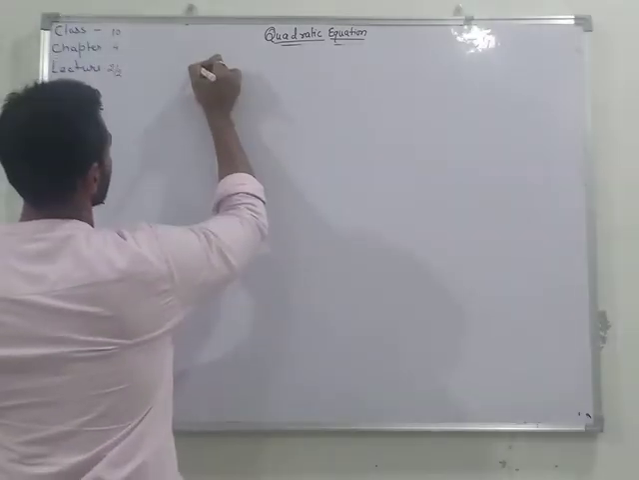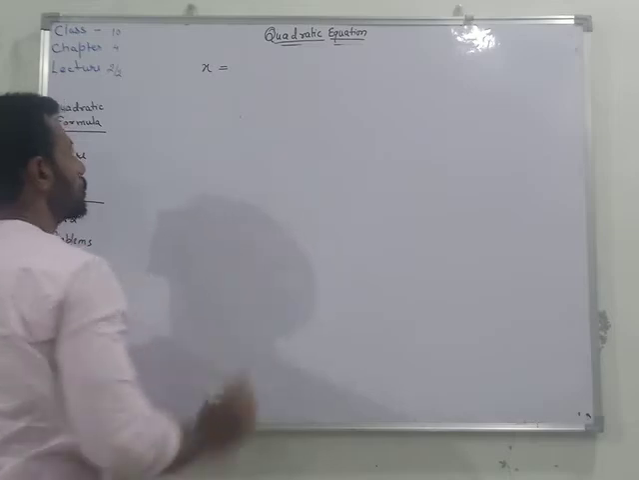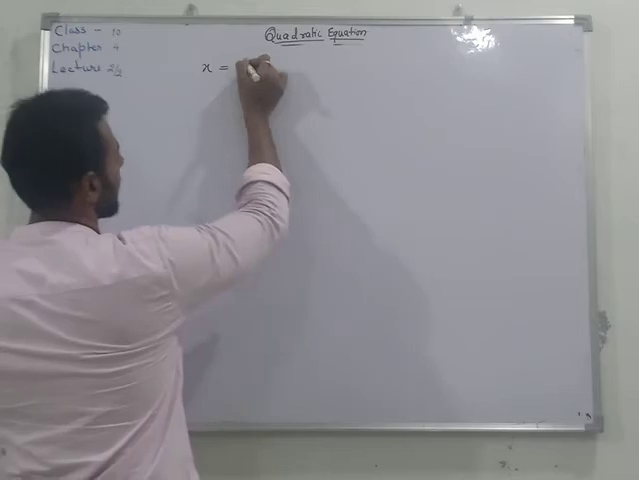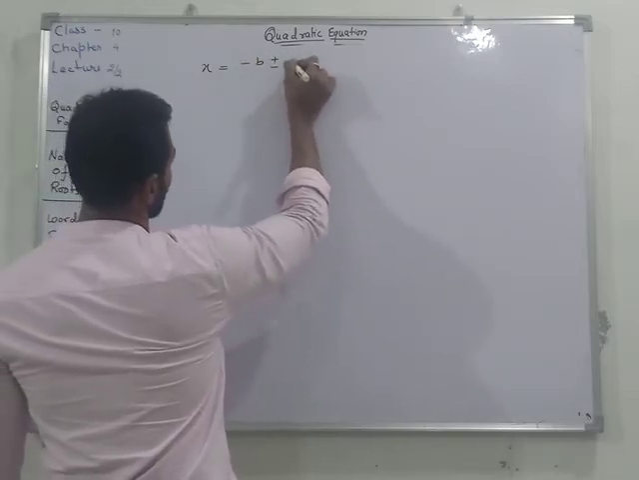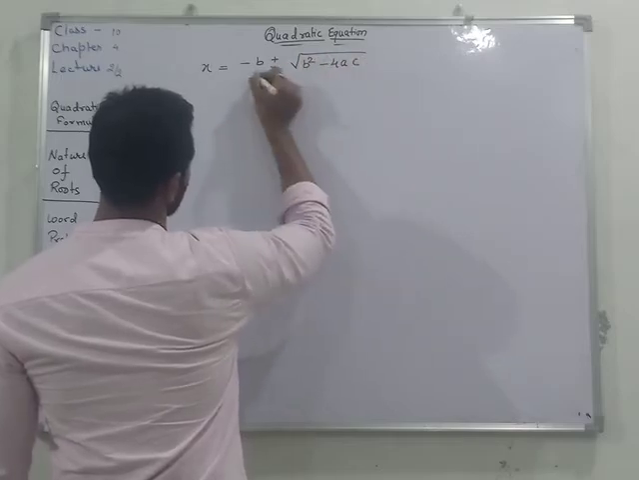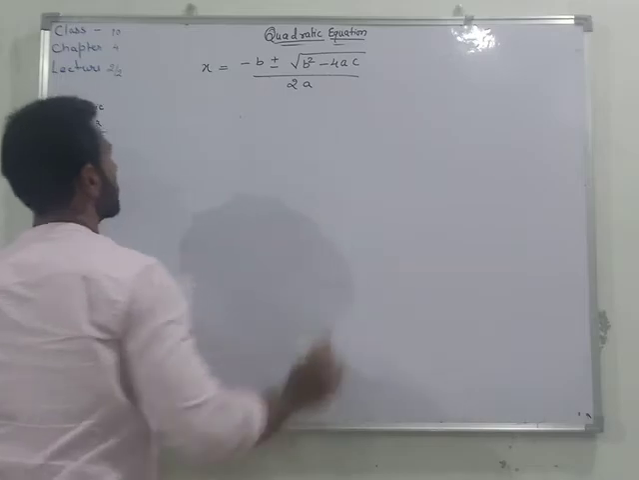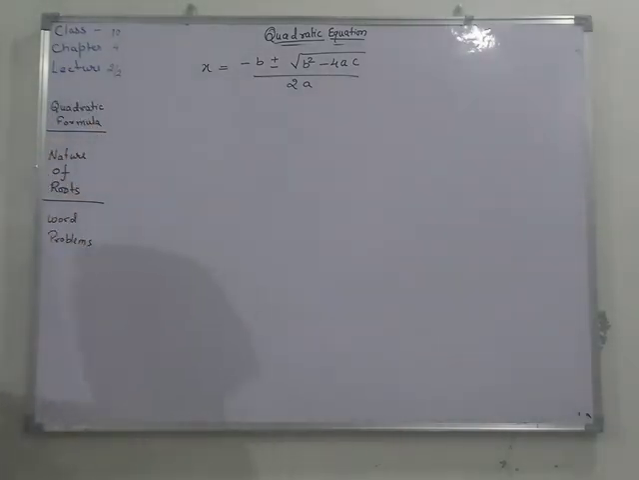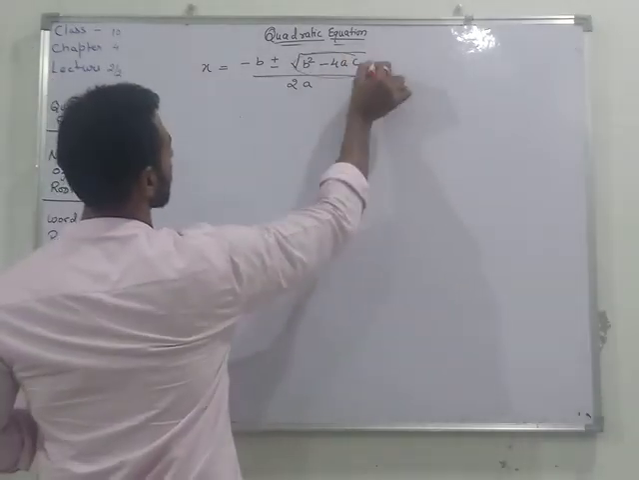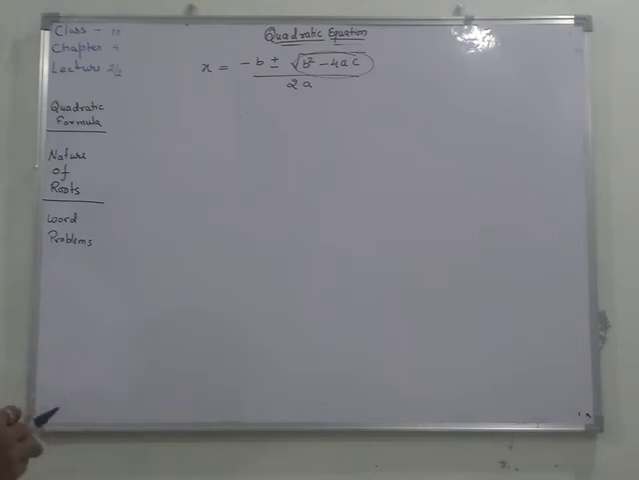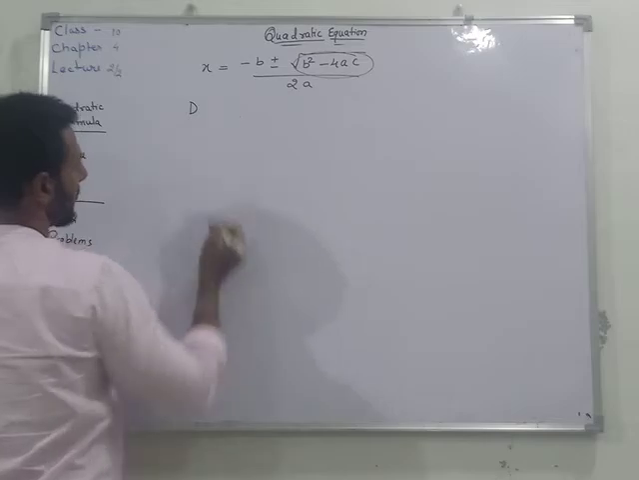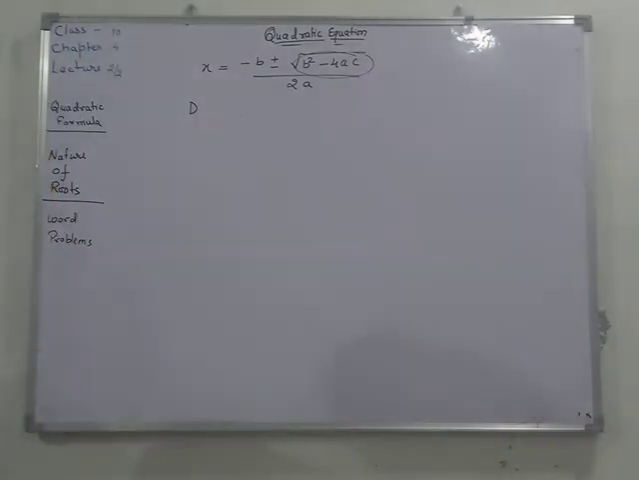We know that for finding out the roots of the quadratic equation by the formula method, we have the formula x = (-b ± √(b² - 4ac)) / 2a. This formula we are having. Now the term b² - 4ac is represented separately by D, which is the discriminant.